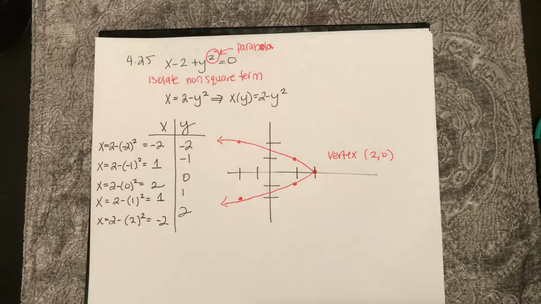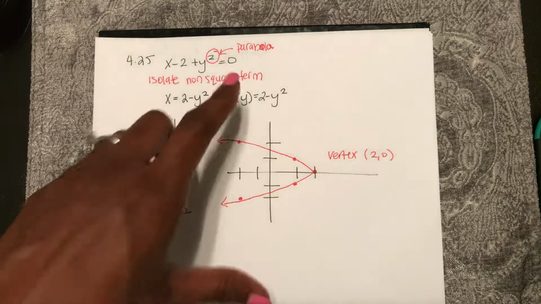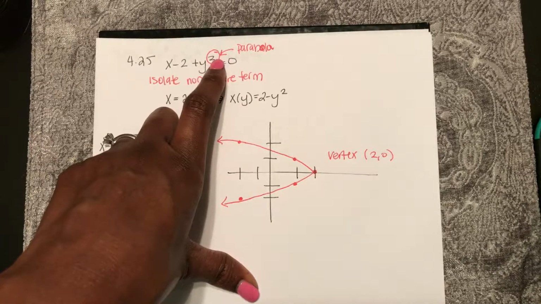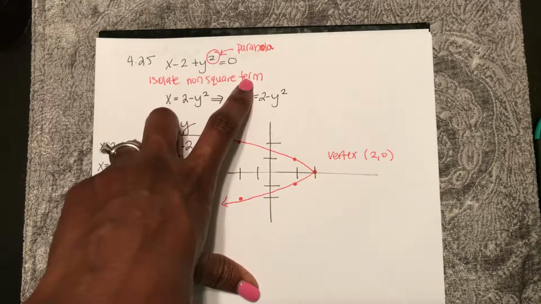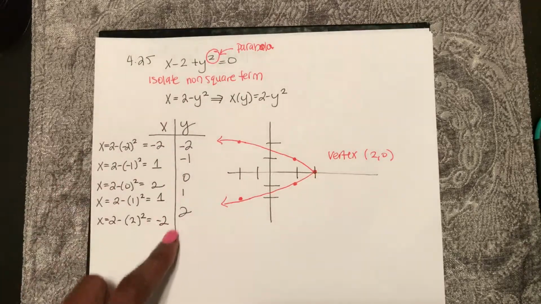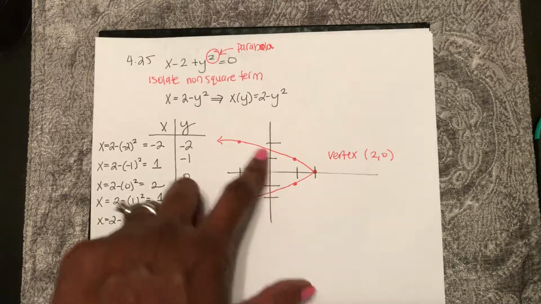So when we have a parabolic conic section, we can tell because only one term is squared. Isolate that non-square term, make a table, and plot the points.